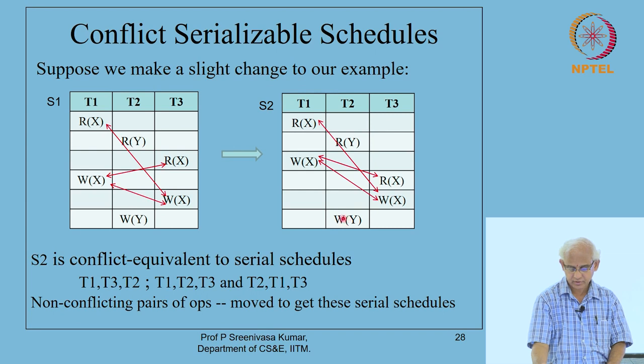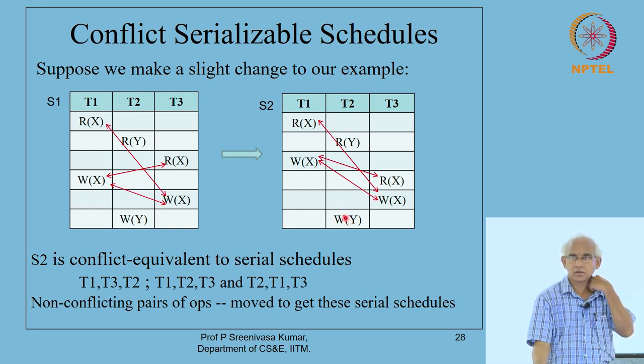Then what actually happens? You can see that this schedule has become a serial schedule. Why? All the operations of T1 are coming, then the operations of T3 are coming. I have brought this down all the way here, so operations of T2 are coming later. Okay. So, it has been turned into an equivalent state.